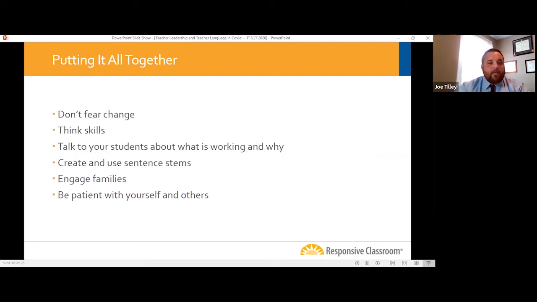Let's talk a little bit about putting it all together. So first and foremost, don't fear this change. It's coming, it's here, it's going to happen. And if you are anxious about it, then that anxiety will probably come in the form of your students as well. And so embrace it. Figure out what is and what can be. This is true if it is Zoom that you're using, or Google Classroom, or a socially distanced classroom, or even a hybrid classroom. Just don't fear that. Embrace it. Talk to your students.